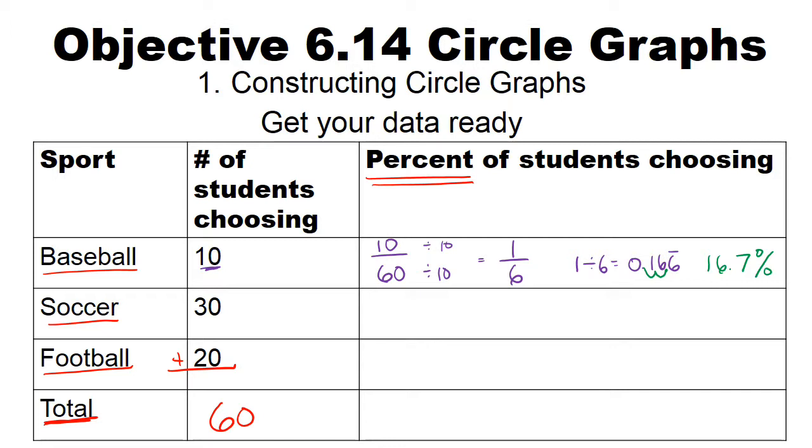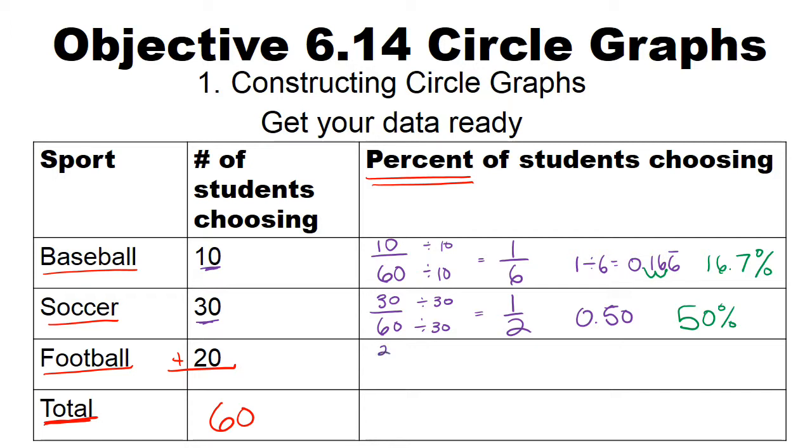So now we're going to look at soccer. In the data he collected, there were 30 students who chose soccer. So we do 30 over 60. And we simplify, dividing the top and the bottom by 30, which equals 1/2. We also know that as 0.50 as a decimal, and our percent is 50%.